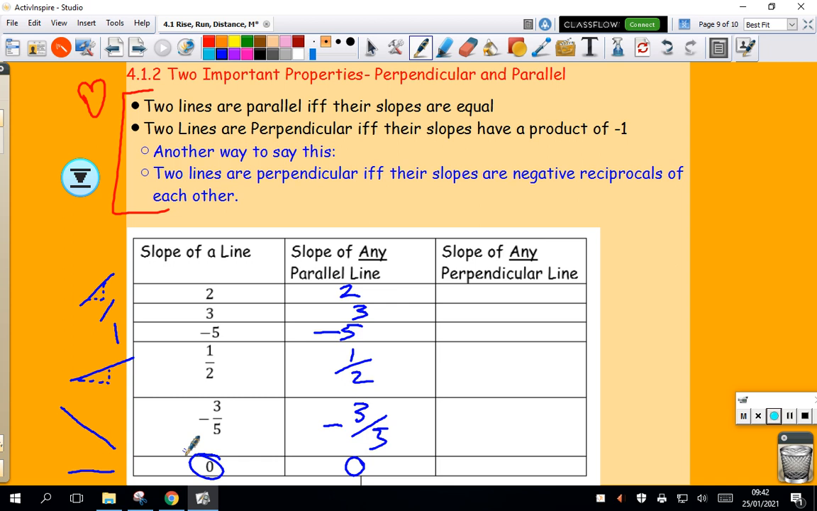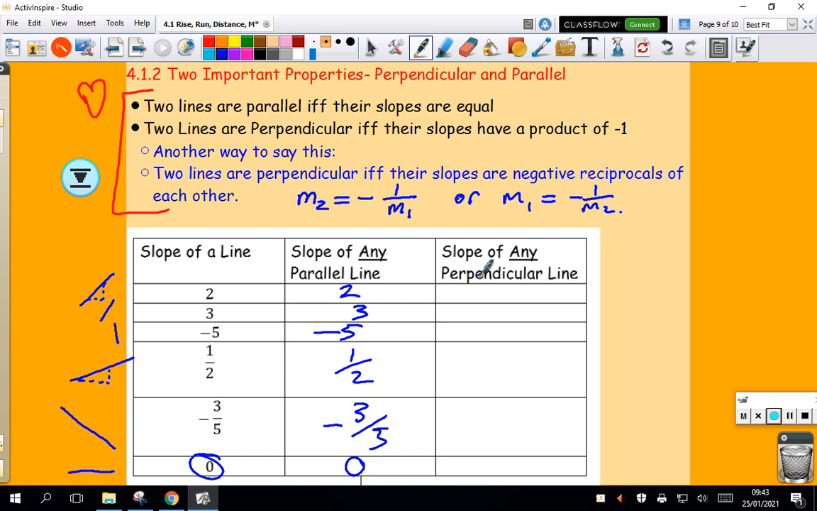Okay, I want to think about any perpendicular line. Well, we said that two lines are perpendicular if and only if their slopes are negative reciprocals of each other. So to find the negative reciprocal of any number, we take negative 1 and divide it by that number. So the slope of the second line will be negative 1 divided by the slope of the first line. Or, of course, that means also that the slope of the first line will be negative 1 divided by the slope of the second line.